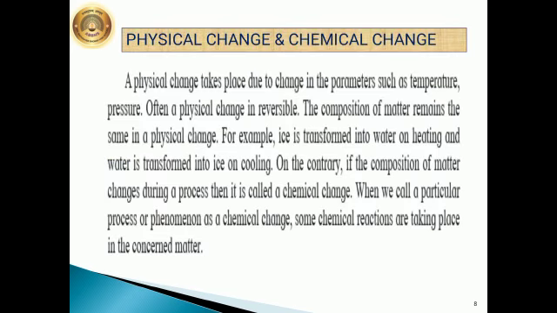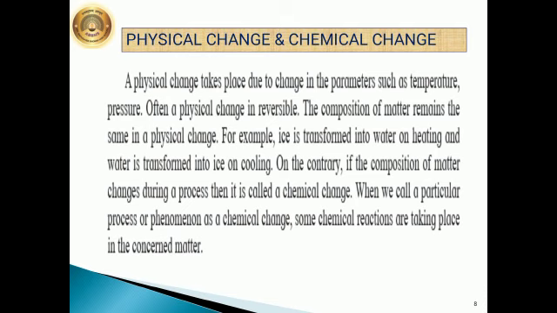So we infer that a physical change takes place due to change in parameters such as temperature and pressure. Often a physical change is reversible, like water turning into ice and ice turning back into water. The composition of matter remains the same in a physical change. For example, ice is transformed into water on heating and water is transformed into ice on cooling.